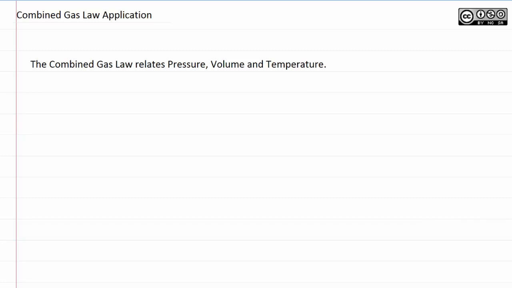So the combined gas law is one that shows a relationship between pressure, volume, and temperature for gases. The statement of the combined gas law usually looks like this: P1V1 over T1 equals P2V2 over T2. We might consider these to be the initial conditions, and I'll call those 1, and the final conditions, and I'll call that 2. So pressure times volume divided by temperature.